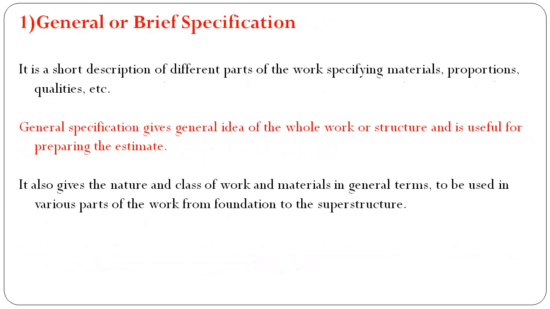1. General or brief specification. It is a short description of different parts of the work specifying materials, proportions, qualities, etc. General specification gives a general idea of the whole work or structure and is useful for preparing the estimate. It also gives the nature and class of work and materials in general terms, to be used in various parts of the work from foundation to the superstructure.